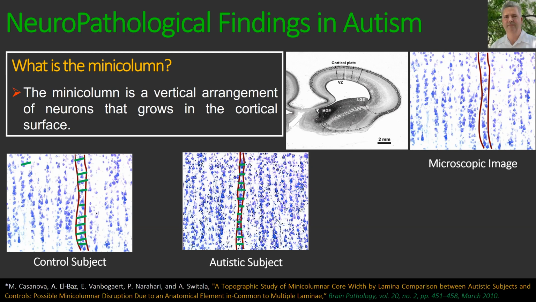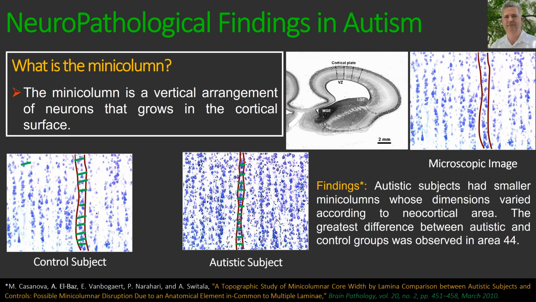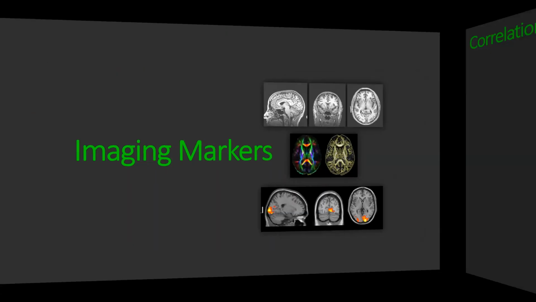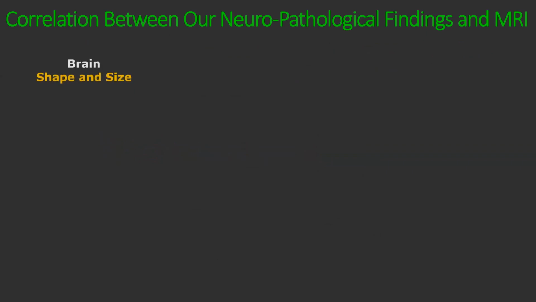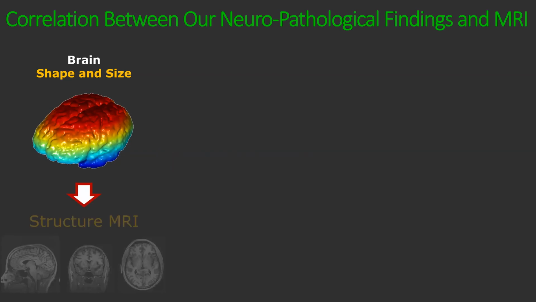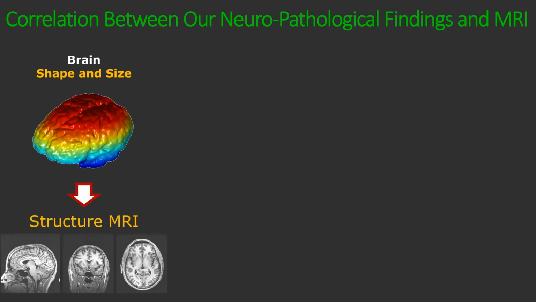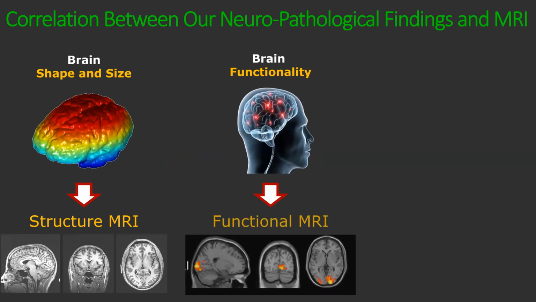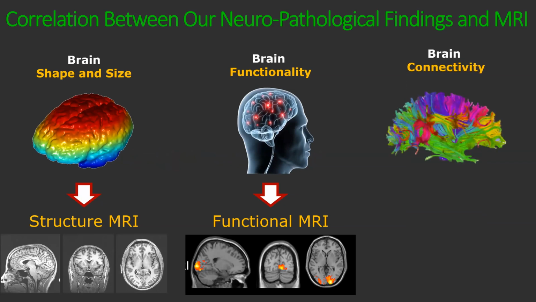If you Google it, you will find that a big brain in terms of volume is associated with autism. Based on this, we started to work with him. To measure the brain size, we use structure MRI because it gives us the anatomy, so I can measure the volume. Then I can measure the brain functionality, which is related to behavior, by function MRI. Then we can measure the brain connectivity by using DTI.